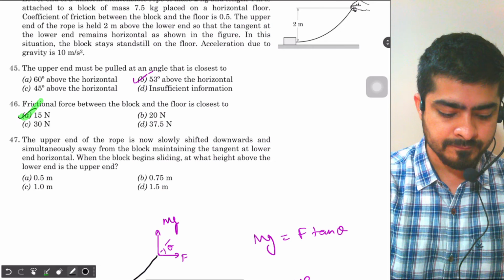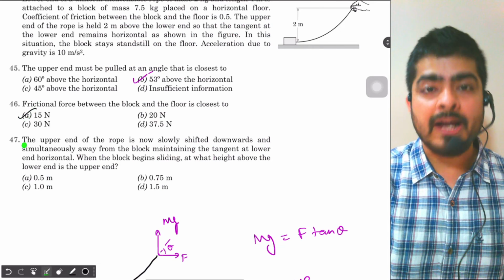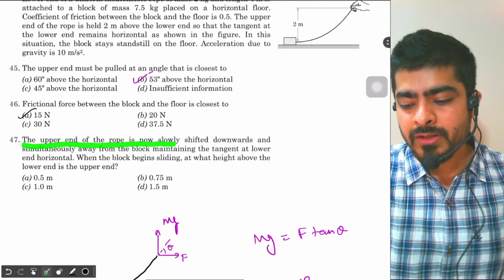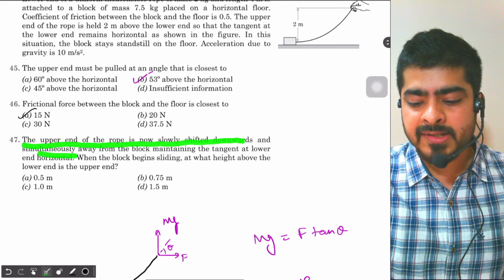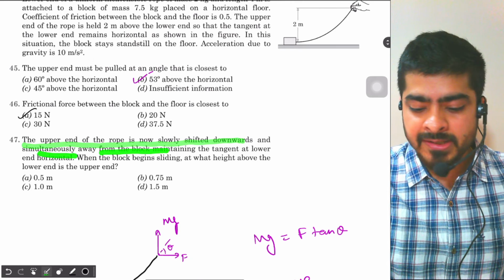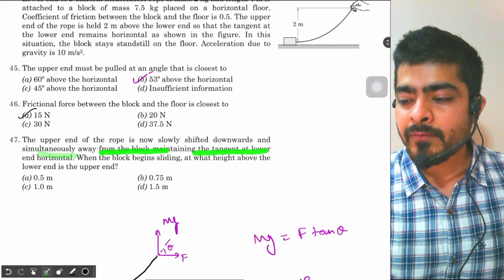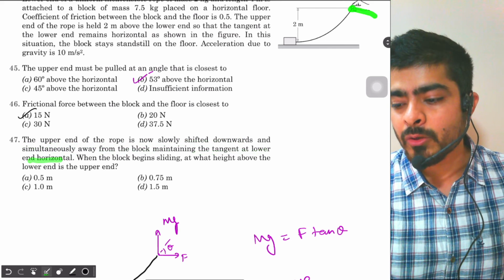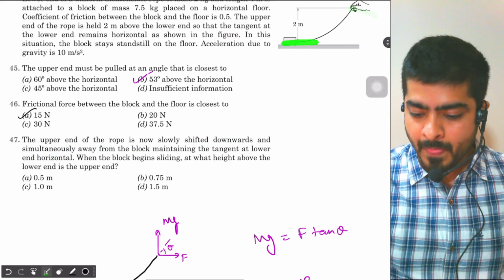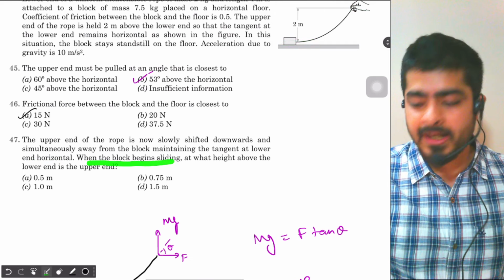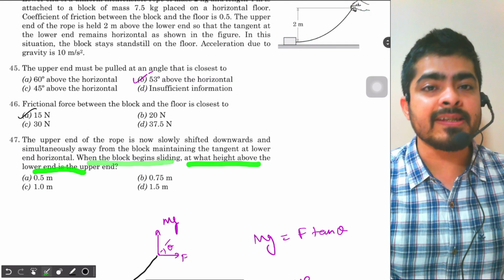Now in the third question they are asking, the upper end of the rope is slowly shifted downwards and simultaneously away from the block, maintaining the tangent at the lower end horizontal. Now you are shifting the position of the upper end such that the lower end always remains horizontal. Then when the block begins sliding, at what height above the lower end is the upper end?